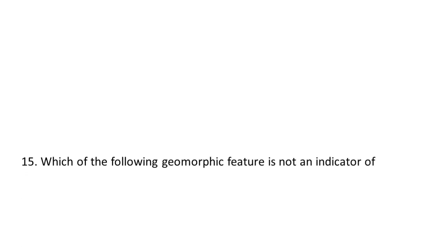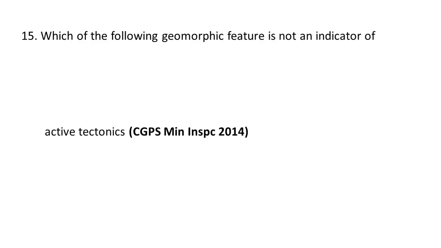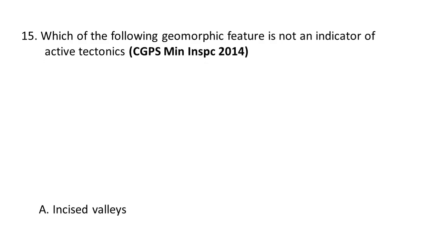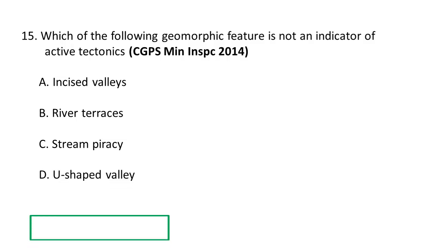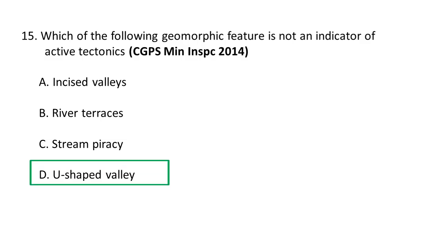Next question. Which of the following geomorphic features is not an indicator of active tectonics? A. Incised valleys, B. River terraces, C. Stream piracy, and D. U-shaped valley. So, the correct option is U-shaped valley, because incised valleys, river terraces, stream piracy, all these are indicators of tectonic movement. So, that is why the one not associated with tectonic activity is the U-shaped valley. These are associated with the glaciers.